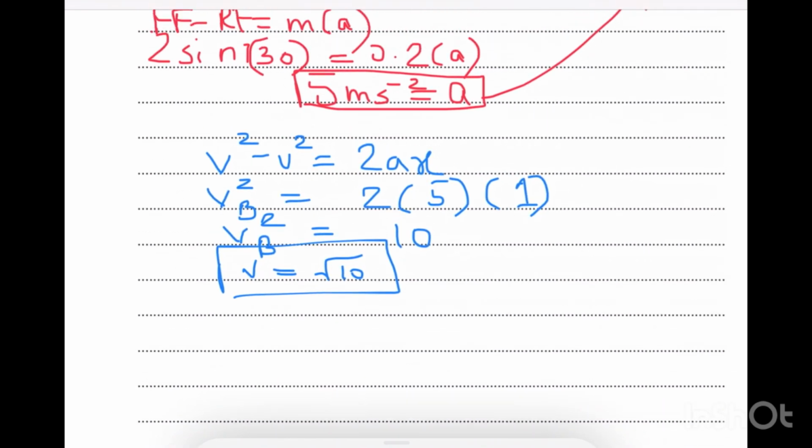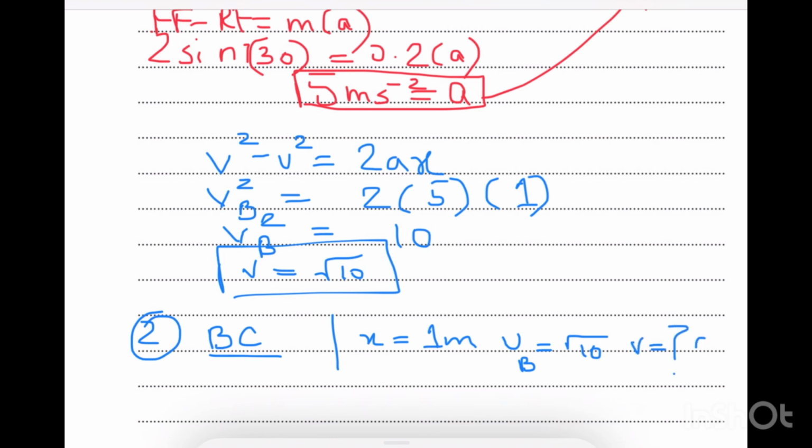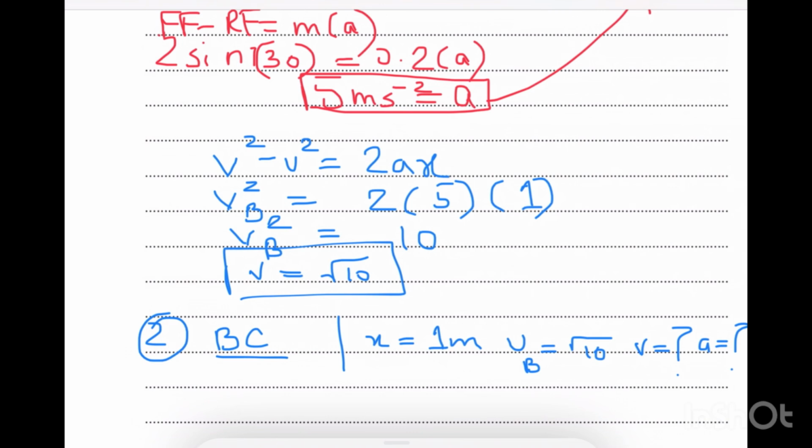Now moving on to the second part of the question, which is the movement of the particle from B to C. So for this part again, the distance is 1 meter as shown in the diagram. The initial speed, which will now be the speed of the particle at B, which we found out, is under root 10. The final speed is unknown, as well as the acceleration.